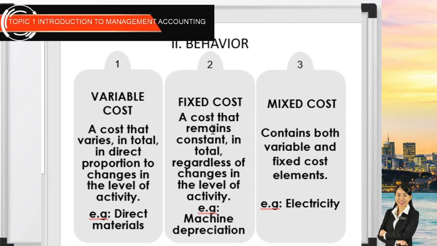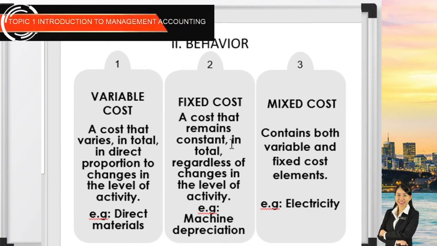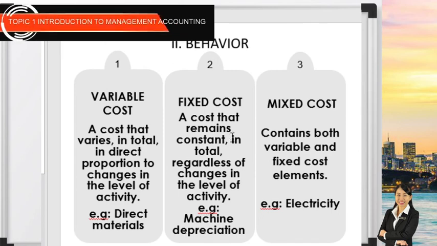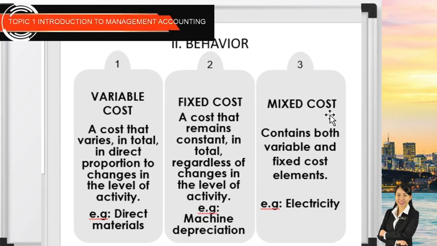Fixed cost will remain constant no matter the changes in the level of activity. Example, depreciation fee. Mixed cost means it contains both variable cost and fixed cost elements. Example, electricity.